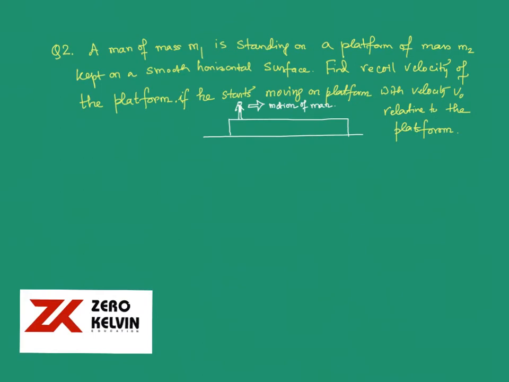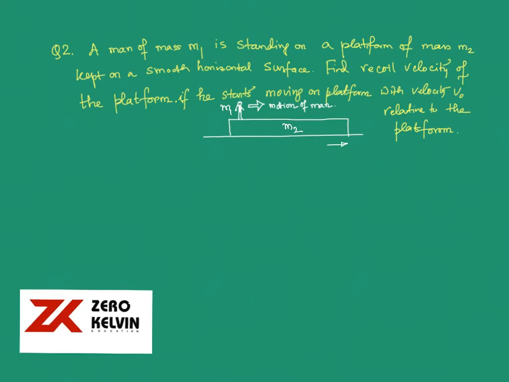So in the second problem, a man of mass m1 is standing on a platform of mass m2 kept on a smooth horizontal surface. That means there is no friction between the ground and the plank. So this is the plank of mass m2, man of mass m1. Now find the recoil velocity of the platform if he starts moving on the platform with velocity v0 relative to the plank.